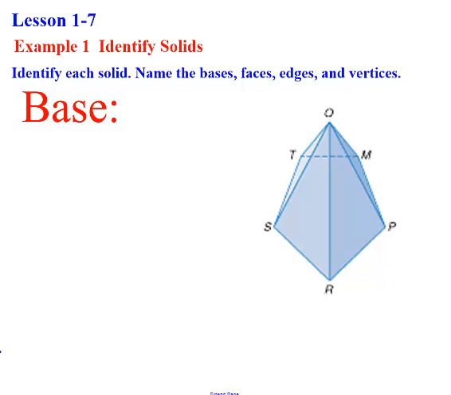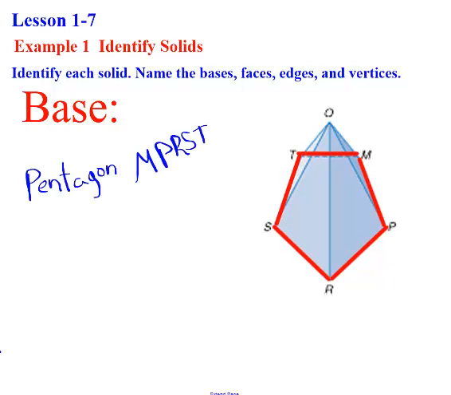Here, remember we named the polyhedron by its base. The base is a pentagon, and the five faces meet at a point. So this solid is a pentagonal pyramid. So let's start by naming the base. There's only one base here, so it would be named pentagon MPRST.